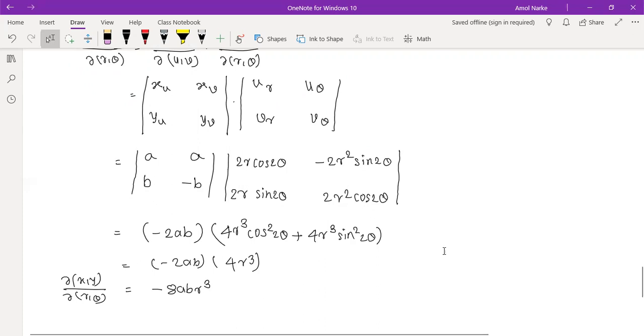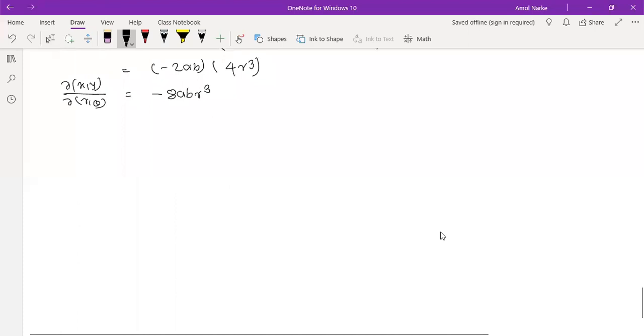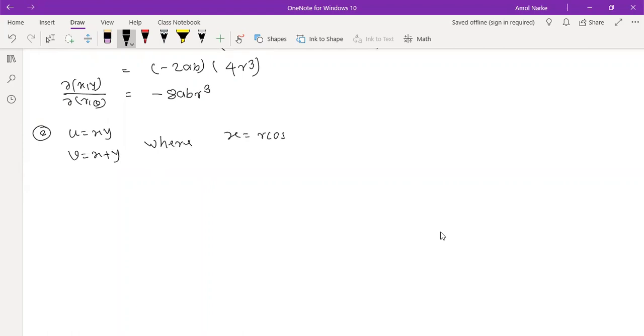Everyone done with this? Yes, sir. A simple example again. So write down example number 2. What they have given: u is equal to xy and v is equal to x plus y, where x is equal to r cos theta and y is equal to r sin theta. Find the Jacobian of u comma v with respect to r and theta.